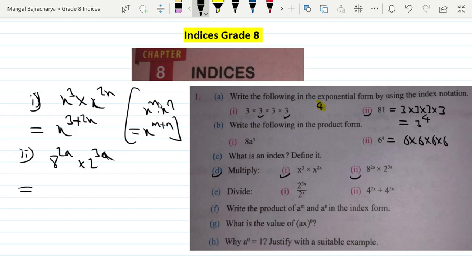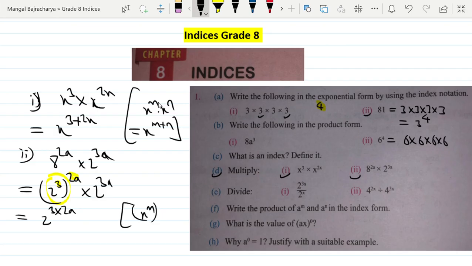8 is 2 multiplied 3 times. So in place of 8 you can keep 2 cube, and whole power 2a is there, into 2 power 3a. And here it is power of a power. So 2 cube, the whole term, is raised with the power 2a. In such a case we multiply the powers. The rule is, x power m whole power n, then their powers get multiplied, m into n.